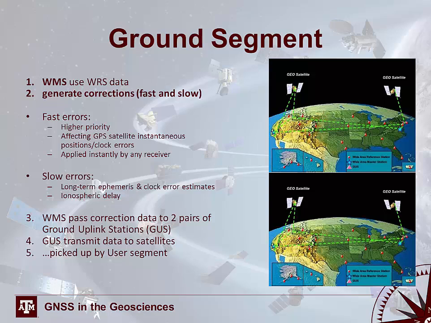The WMS pass the correction data onto two pairs of ground uplink stations. Remember I said there were four total, two pairs each. These GUS, or ground uplink stations, transmit that data to the satellites. That information is then transmitted back down and picked up by the user segment.